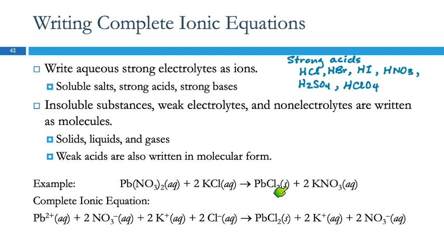Here we have PbCl2. This is a solid, meaning it's not soluble. So it is not separated into ions. So we're just going to copy that down. We're not going to change it at all. The only things that get changed have aq. And this last one, potassium nitrate, again, aqueous ionic compound. We'll separate that into ions, 2 K+ and 2 NO3-. Any questions?